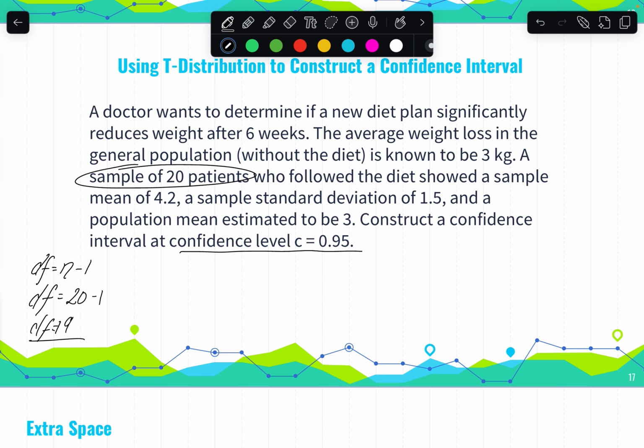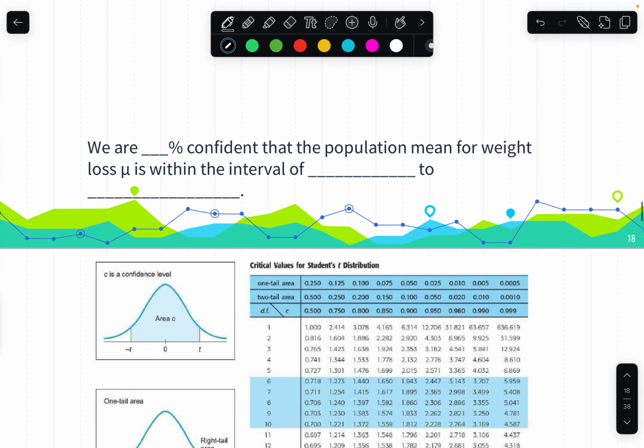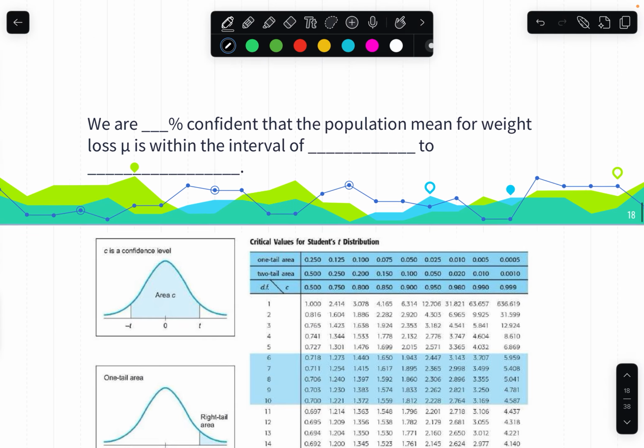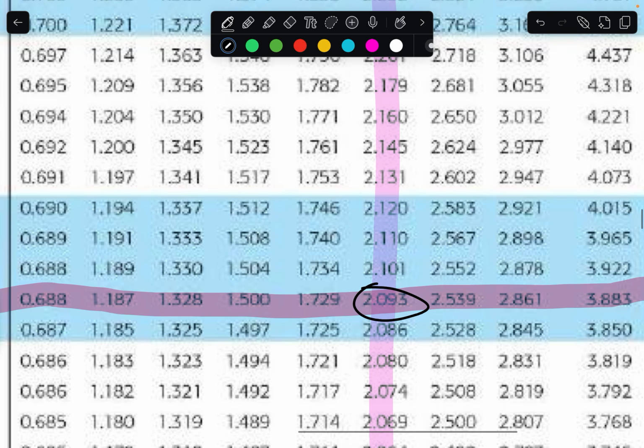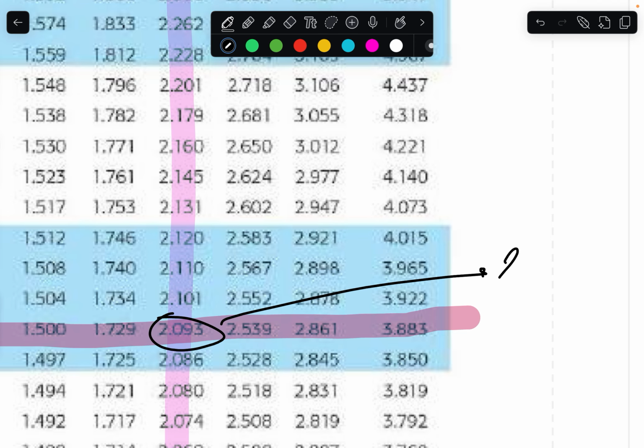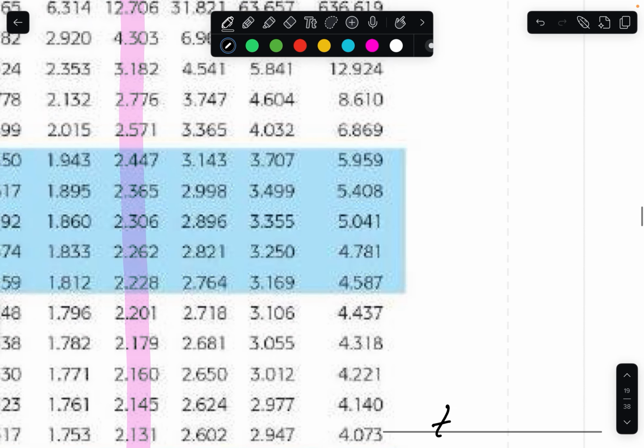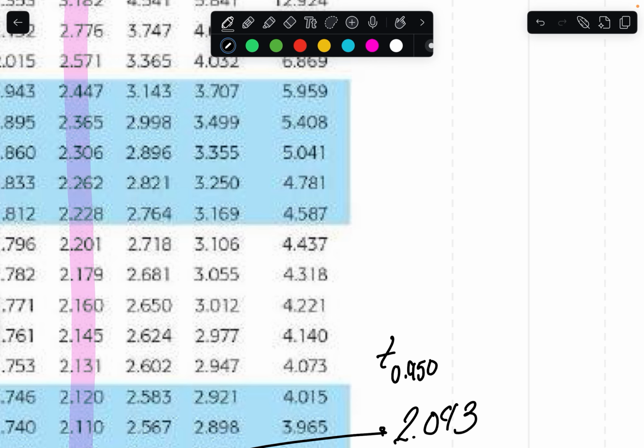The confidence level was given to you as 0.95. So let's find where those numbers intersect on the chart here. Okay, so we have degrees of freedom of 19. That's going to be this one highlighted in red. And a confidence level of 0.95, which is going to be right there. The intersection of these two numbers is going to be 2.093. This is your t critical value, or 0.950 at 2.093.